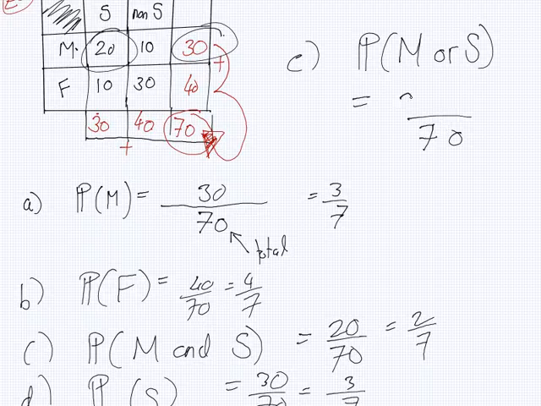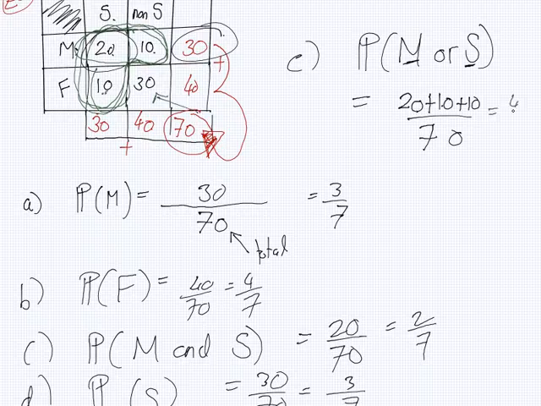On the top, it'd be 20 plus 10 plus 10. The first 20 are male smokers. The second 10 is just the 10 men who don't smoke, because I said I want a man or a smoker. So I'm looking for the males and also the female smokers. So I'm looking at these three boxes here. These are the males or smokers, basically everybody except this box, the female non-smokers. So the answer will be 4/7 then.